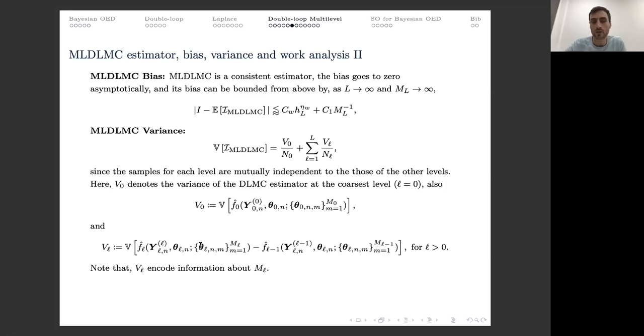But you can see here also that for the inner loop, we have different sizes in the random realizations. Here in FL we have ML, and in FL minus 1 we have ML minus 1. So this is an extra ingredient that we have when we came up with this multi-level double loop Monte Carlo.